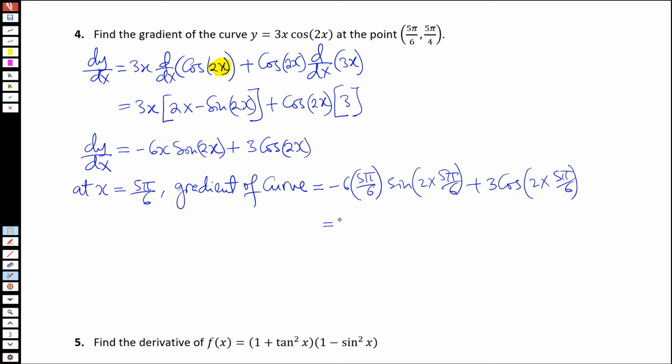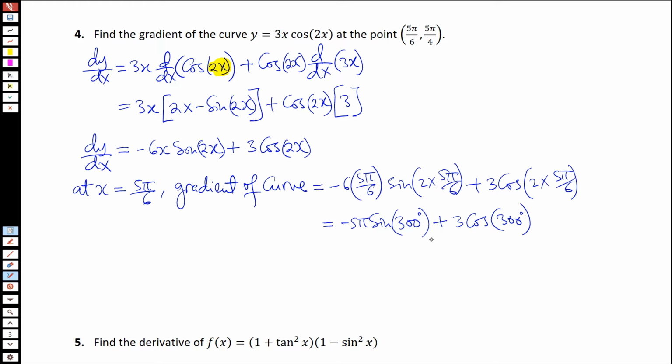So this will be equal to negative 5 pi multiplied by, now 5 pi over 3 is same as 300 degrees, and I'm working with degrees because most of you find working with degrees much easier than radians, but you can still work with the radians if you're fine with that. Anyway, so that will be 300 degrees, and then this will be 5 pi over 3 again, which is 300 degrees, so 3 cos 300 degrees.